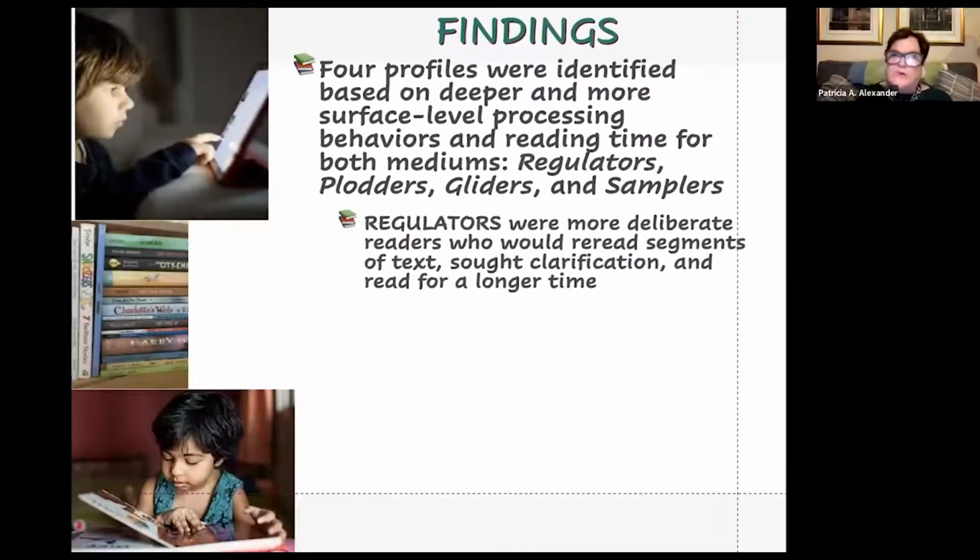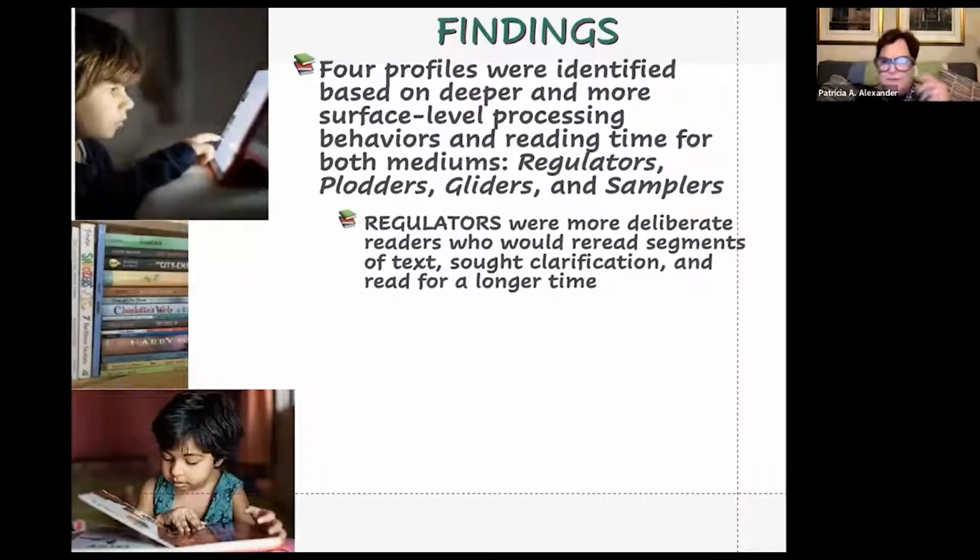The regulators were those individuals who seemed to be very aware and conscious of what they were doing. They would be the kind to go back, and if they got to a point, they would jump back and reread a segment to make sure they understood it, to clarify things for themselves, or to link, as Lauren was saying. This group would be, oh, there's a picture.